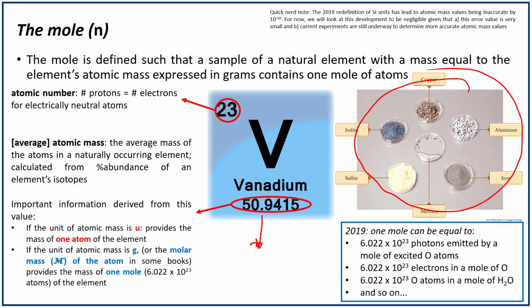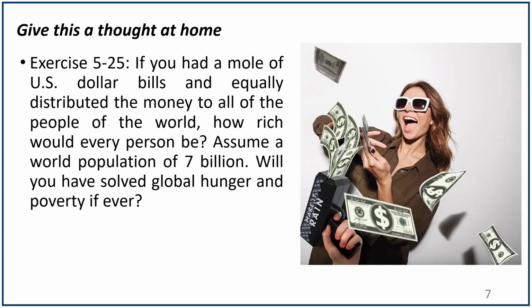Now, the definition of the mole does not have to be limited to number of atoms. You can also have 1 mole of photons. A mole of photons is 6.022 times 10 to the 23 photons. You can have 1 mole of electrons, so 6.022 times 10 to the 23 electrons, or a mole of molecules, whatever actually. In fact, you can actually have a mole of money.